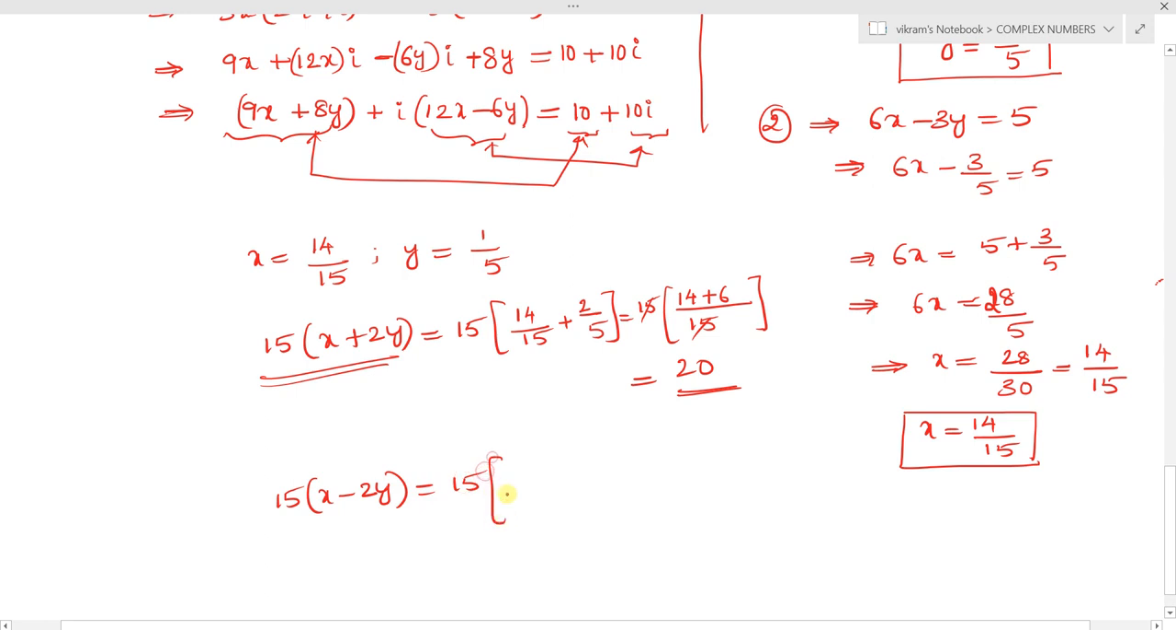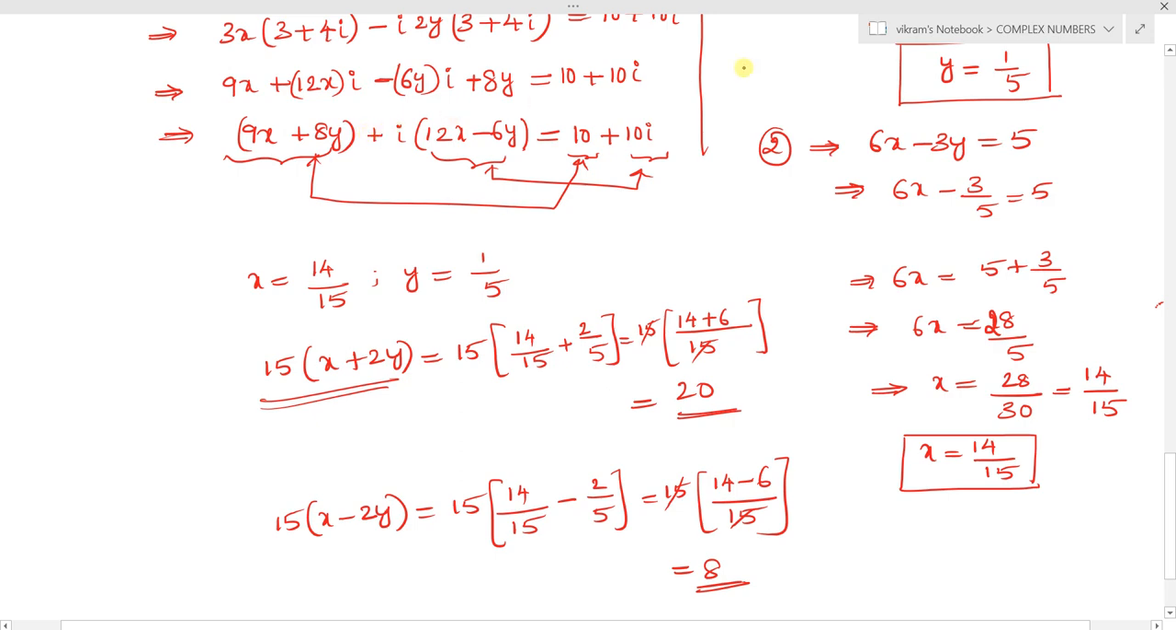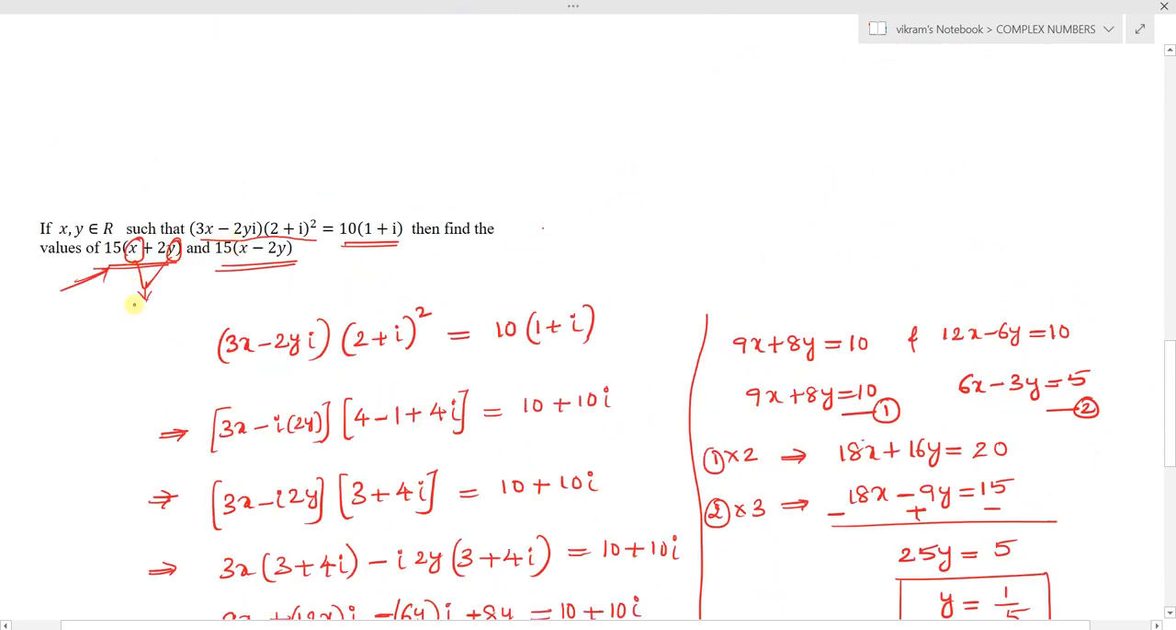Then we get 15 times (14 by 15 minus 2 by 5), which equals 15 times (14 minus 6) by 15, and we get the result as 8. So here the values are obtained: 15 times (x plus 2y) is 20, and 15 times (x minus 2y) is 8.